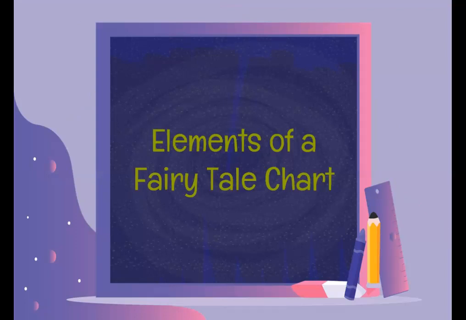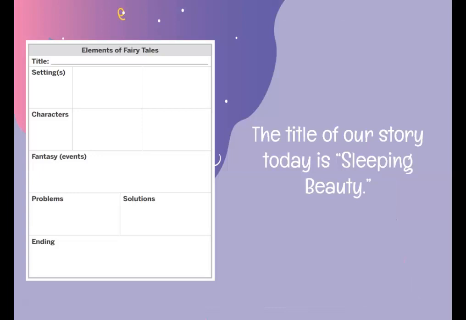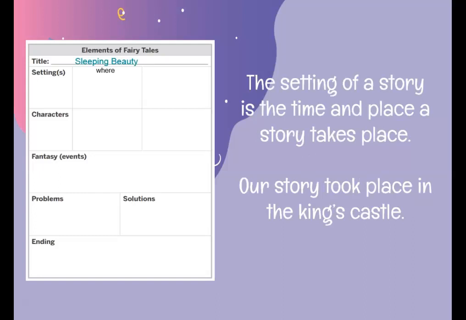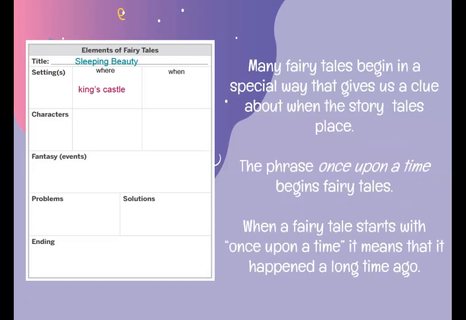Elements of a fairy tale chart. Together, let's fill in this elements of a fairy tale chart about Sleeping Beauty. The title of our story today is Sleeping Beauty. The setting of a story is the time and place a story takes place. Our story took place in the king's castle. Many fairy tales begin in a special way that gives us a clue about when the story takes place. The phrase once upon a time begins fairy tales. When a fairy tale starts with once upon a time, it means that it happened a long time ago.